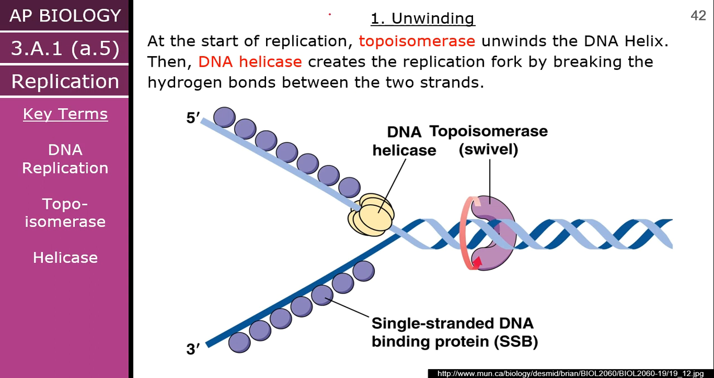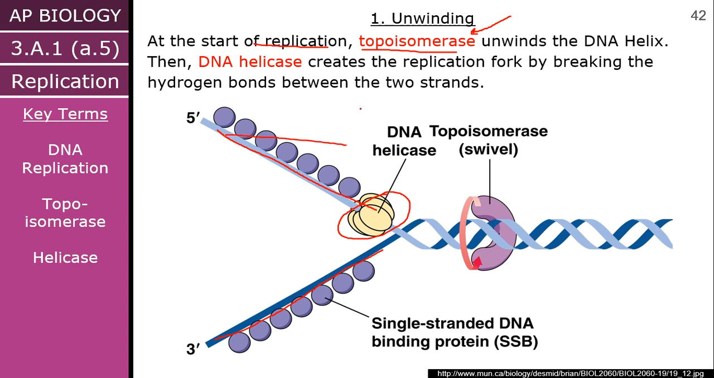So at the start of replication, your topoisomerase is going to begin unwinding the DNA helix. Topoisomerase has quite a few jobs during this process. One of the biggest jobs that it has is that it stabilizes upstream. So right here, I have DNA helicase. DNA helicase is going to create what we call a replication fork. So it's basically going to do most of the unzipping of those two strands. So that's what's happening here. I have one strand and one strand. They were together right here, just like we see upstream, we call it. But down here, we've started to unwind them.